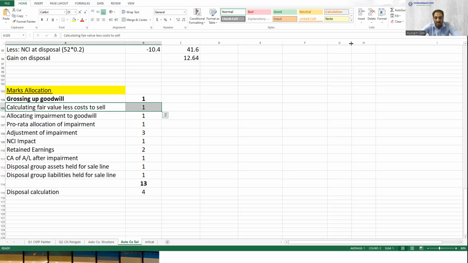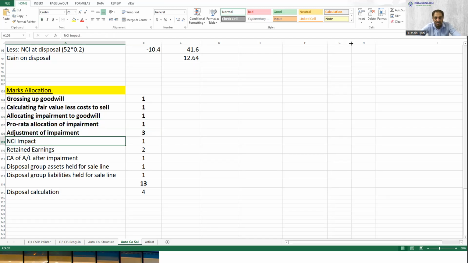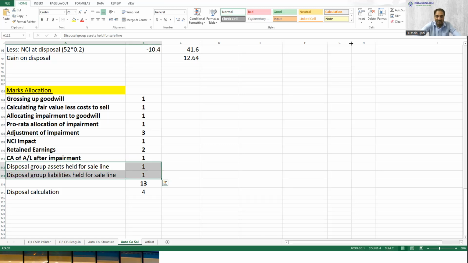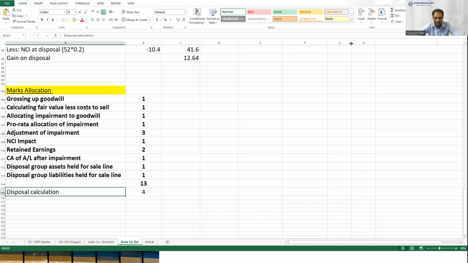Then fair value less cost to sell, 1 mark. Allocating impairment, 1 mark. Pro rata basis allocating impairment allocation, 1 mark. Adjustment impairment, 3 marks. NCI impacts, 1 mark. Retained earnings incorporating with the spreadsheet, NCI impacts retained earnings, 2 marks. Carrying amount of asset liability impairments, 1 mark. Disposal group assets and liabilities having 2 different marks, and disposal calculation 4 marks.